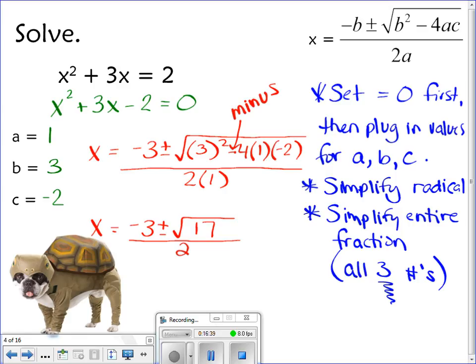It depends on your math skills. Me personally, I do it in my head. Okay? It's just a matter of how well your mental math skills and your order of operations.